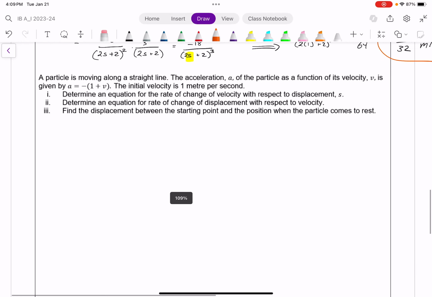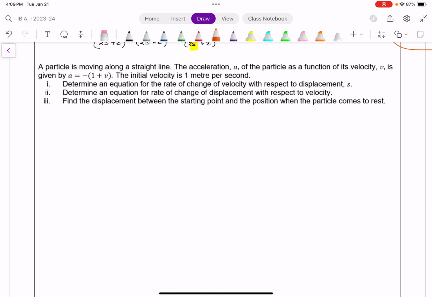Another tough question. Hopefully I get my negatives and positives right here. A particle is moving along a straight line. The acceleration is given as a function of velocity, as acceleration is negative (1 plus v) in brackets. And the initial velocity is 1 meter per second. So what is an equation for the rate of change of velocity with respect to displacement?